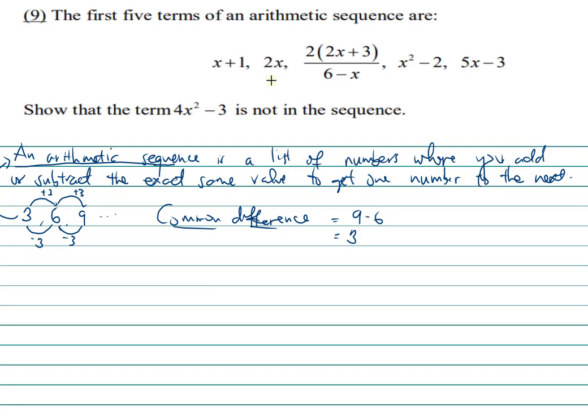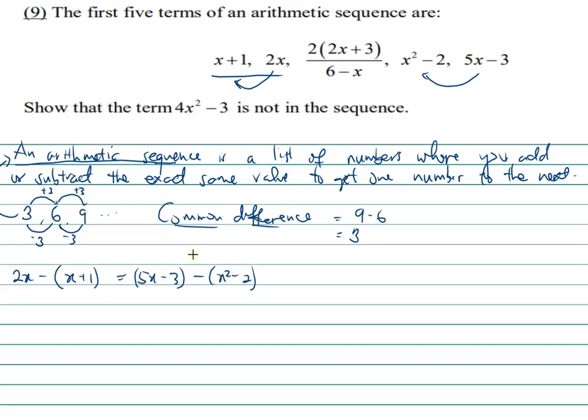I'm going to pick the first 2 consecutive terms, which are x plus 1 and 2x. Since I'm coming backwards, I'll subtract: 2x minus (x plus 1). This is the common difference. Because we know it will be the same regardless of which consecutive terms we pick, I want to pick the last 2 terms. Since I'm coming back, I also have to subtract. So it should be the same as 5x minus 3 minus (x squared minus 2). This is the common difference for the first pair, and this is also another common difference.